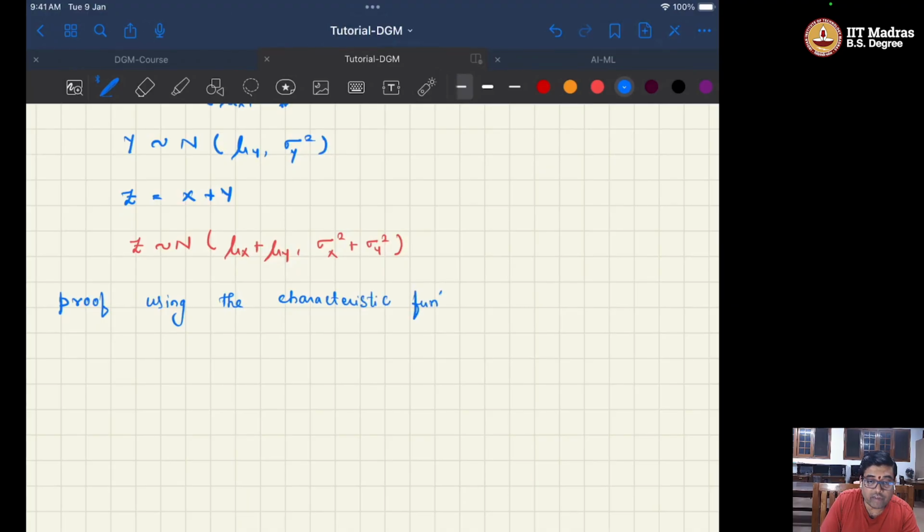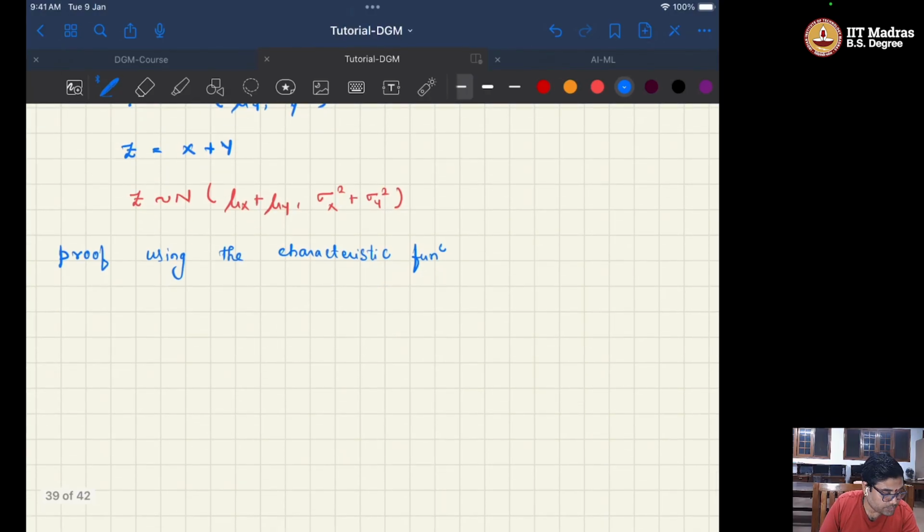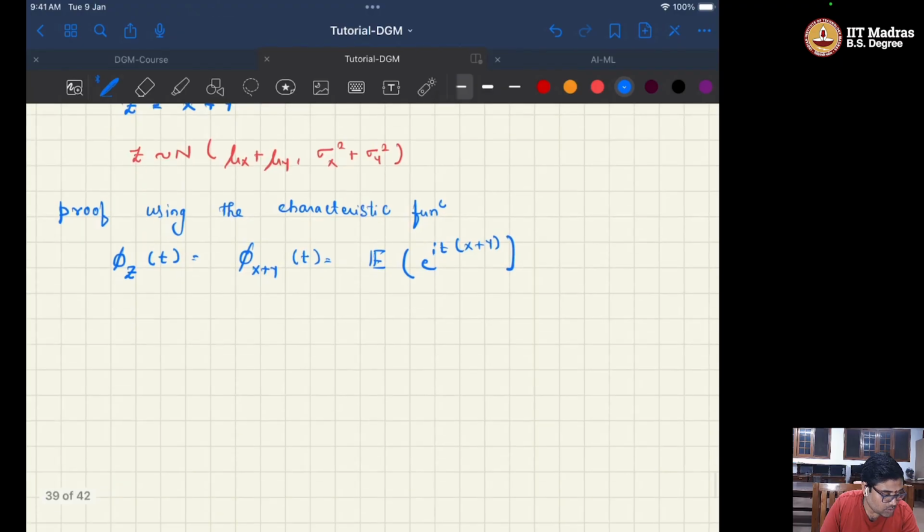And I'm assuming that you're all aware of the idea of characteristic function. Okay, so now the characteristic function of Z, which is X plus Y, of t, as phi of X plus Y, I'll write it explicitly, is equal to expectation of e to the power of i t of X plus Y.